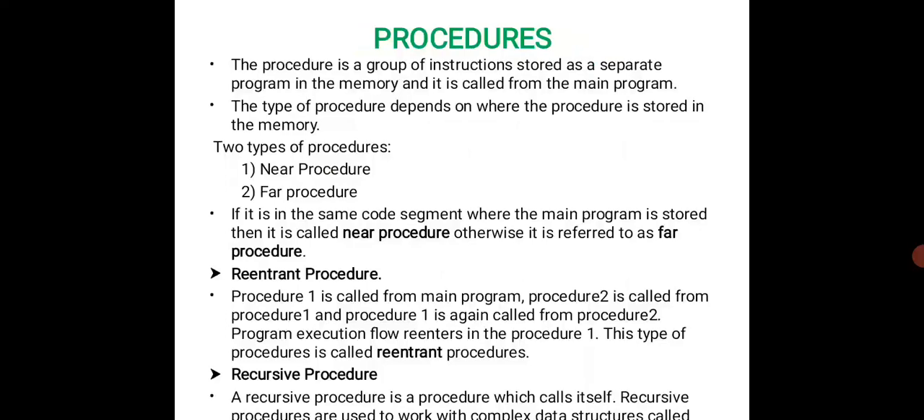And here also, we have two aspects, the reentrant procedure and the recursive procedure. For example, procedure 1 is called from the main program, procedure 2 is called from procedure 1, and procedure 1 is again called from procedure 2. Then the program execution flow re-enters procedure 1. This type of procedure is called a re-entrant procedure. A recursive procedure is a procedure which will call itself. Recursive procedures are used to work with complex data structures.